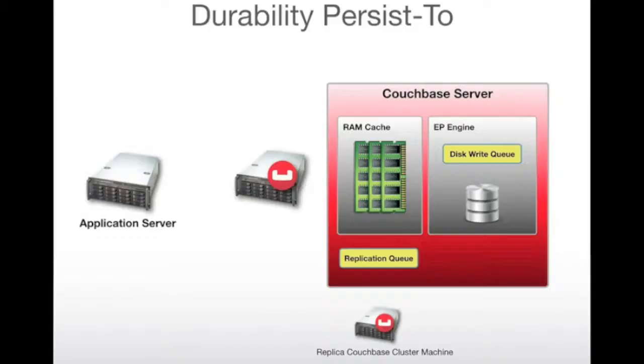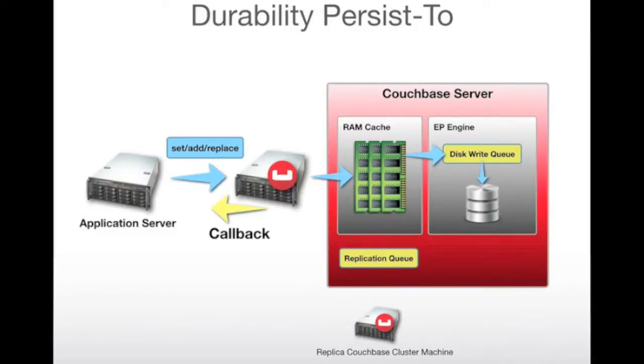So here's a visualization of what I was just talking about. Here we're doing a storage operation with observe, persist to 1, and of course it goes to the RAM cache, then the disk write queue, and then when it gets to disk, we're going to get a callback that it's done. So you can understand that it has to make it to the disk write queue and get to the top and get on disk before you get that callback.